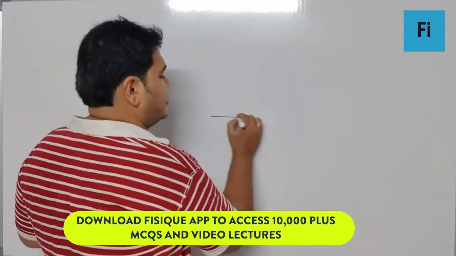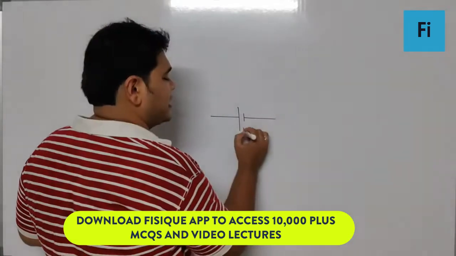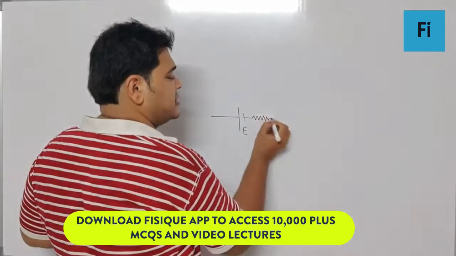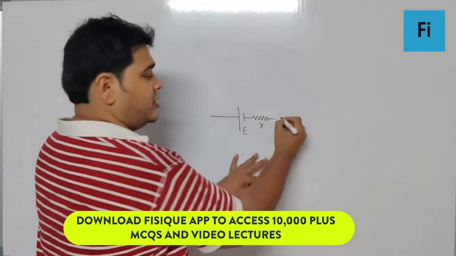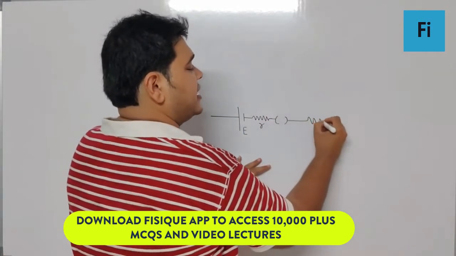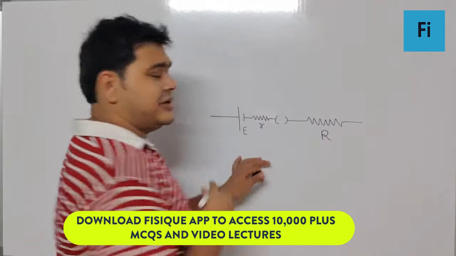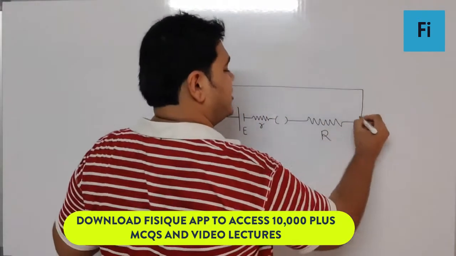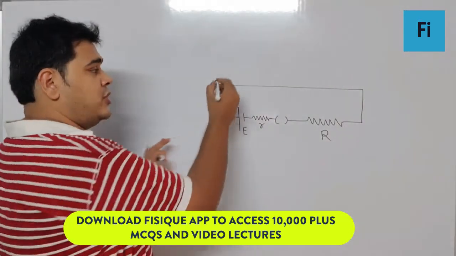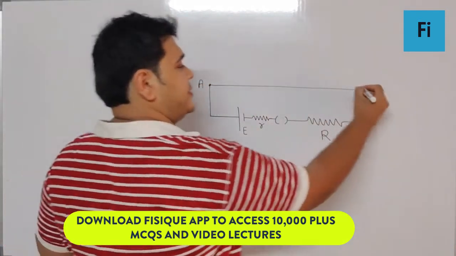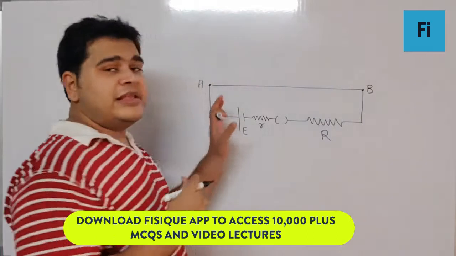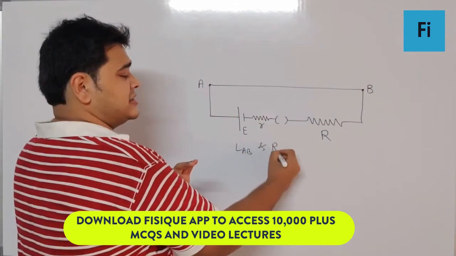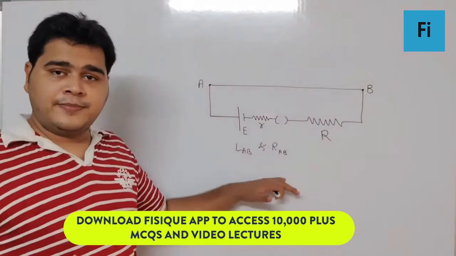One of them is the main cell, let's call it E, which has some small internal resistance r, with a key and a rheostat, capital R. Along with that, we have a wire connected to the entire setup, and we call that wire AB. Definitely that wire AB has a length LAB and a resistance RAB.